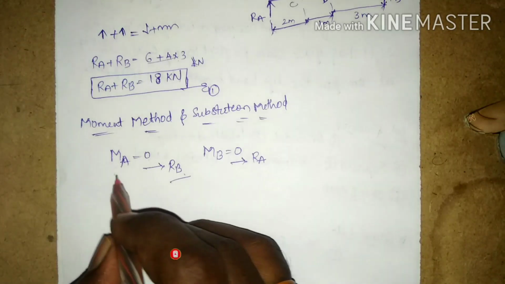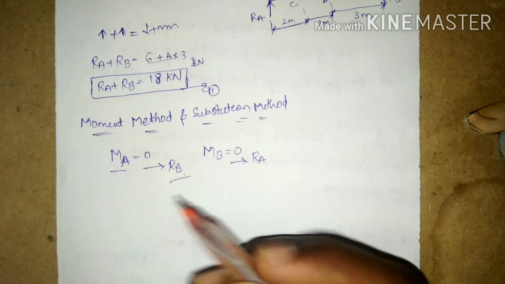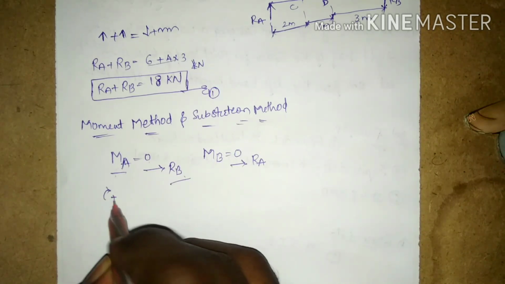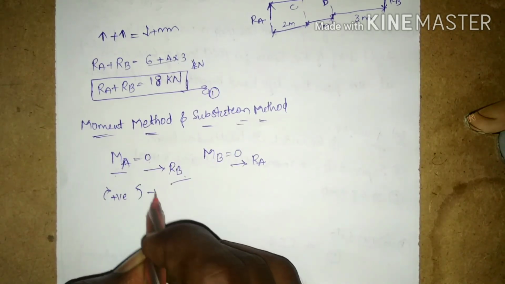Here if I want to take the moments about A, I am having a sign convention that clockwise is positive, anti-clockwise is negative.